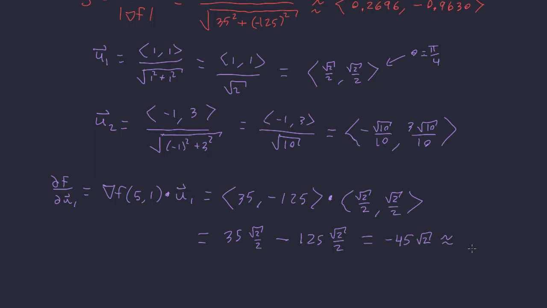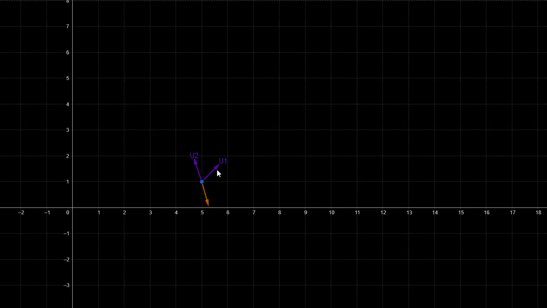Okay, so that is about negative 63.64. So that's the directional derivative in that direction. And if we look at the graph, that actually does make some sense, because if we think about what would be perpendicular to the gradient itself, we've passed that. We've spun past that, and we should be on the negative side now.